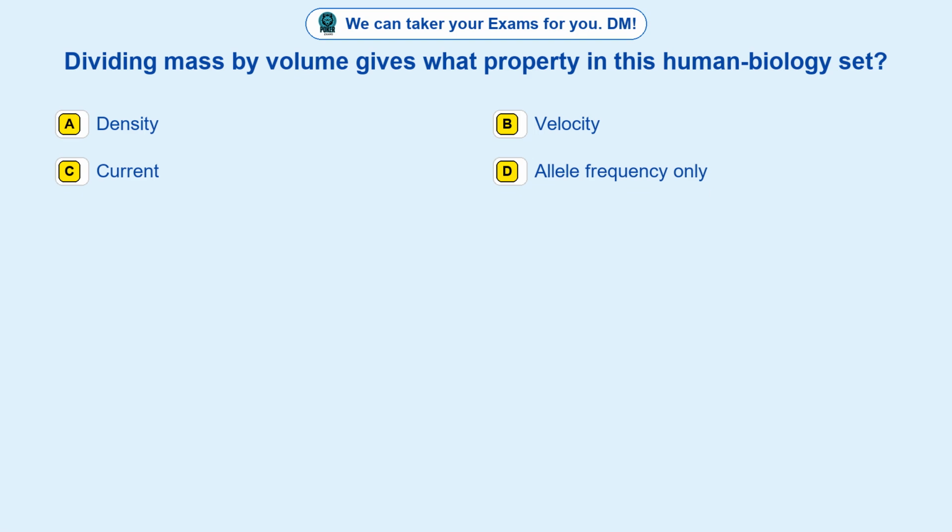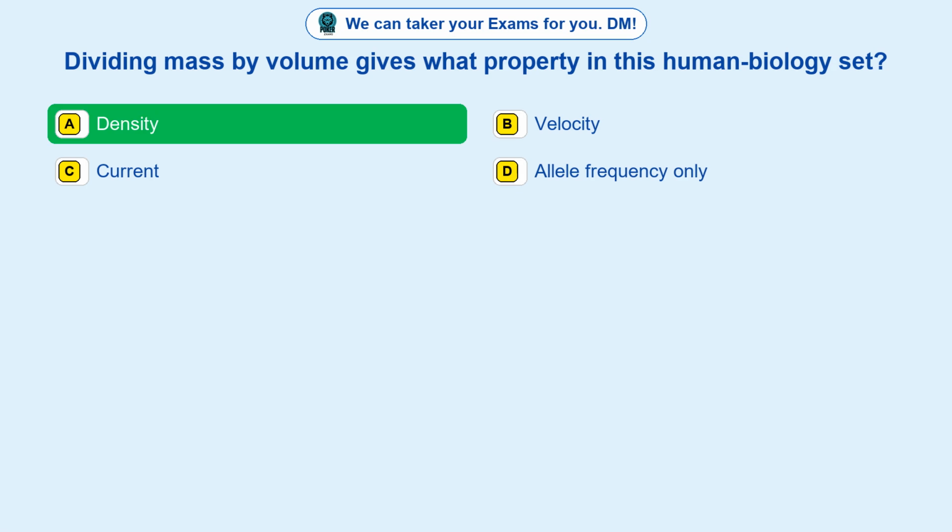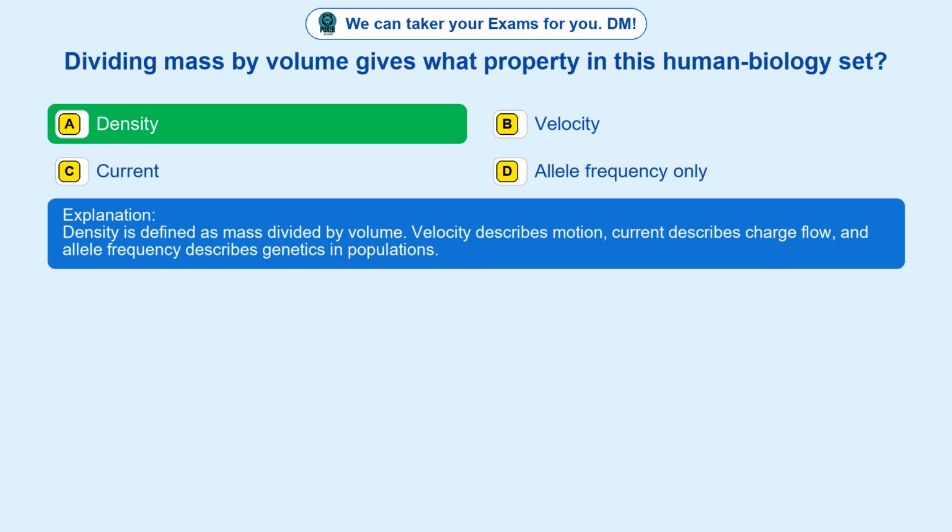Question 78. Dividing mass by volume gives what property in this human biology set? Option A, density. Option B, velocity. Option C, current. Option D, allele frequency only. The correct answer is option A, density. Density is defined as mass divided by volume. Velocity describes motion, current describes charge flow, and allele frequency describes genetics in populations.